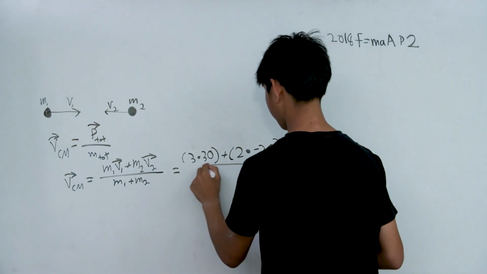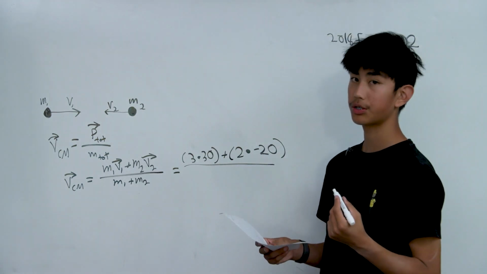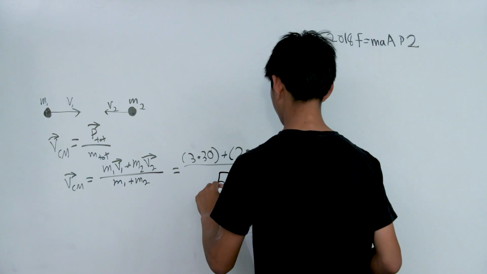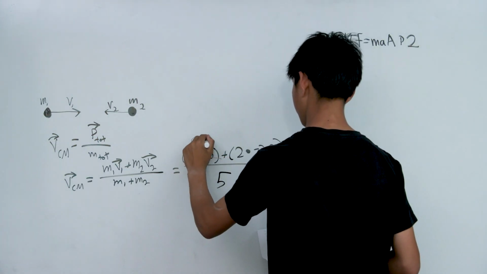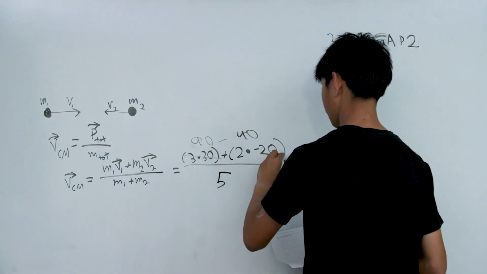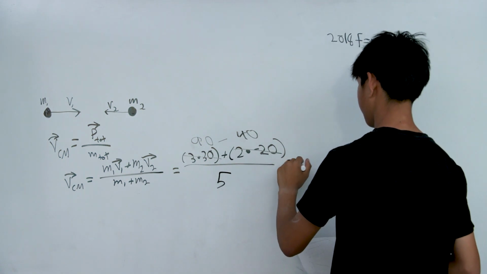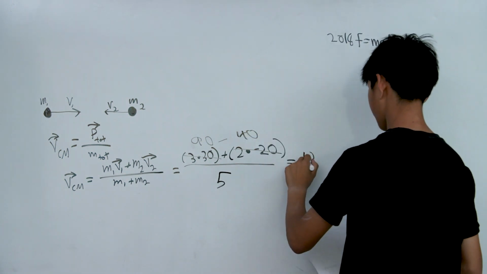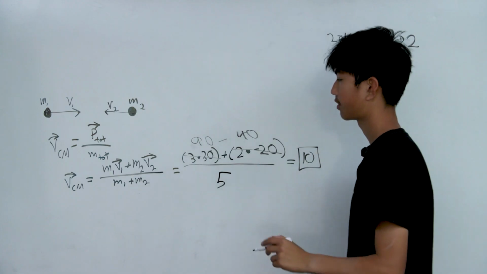And then we have to divide all this by the sum of the masses, which is 3 plus 2, or 5. So this becomes 90 minus 40 over 5, which is 50 over 5, which is 10. So this is simply our answer for this problem.